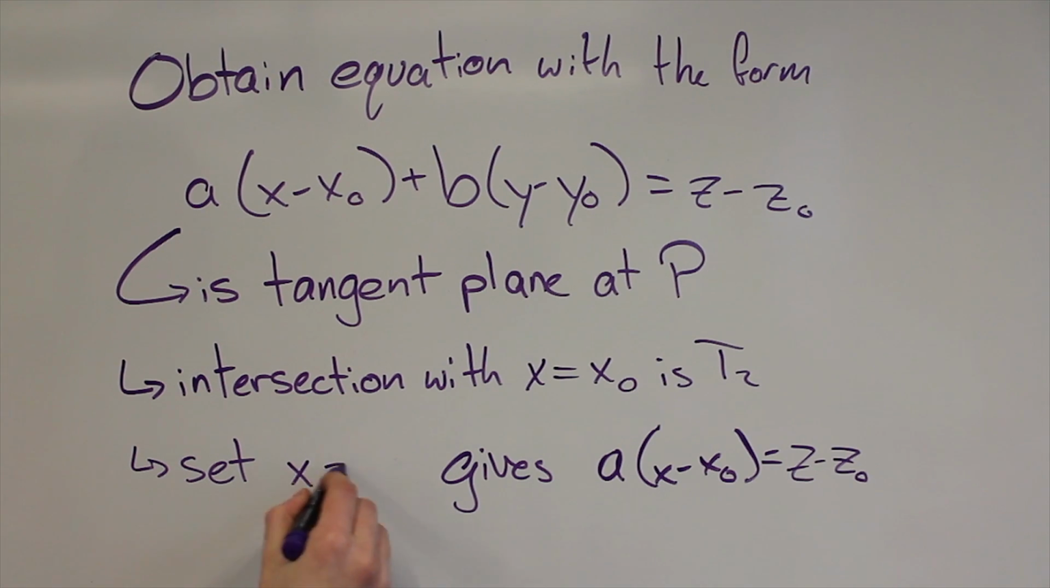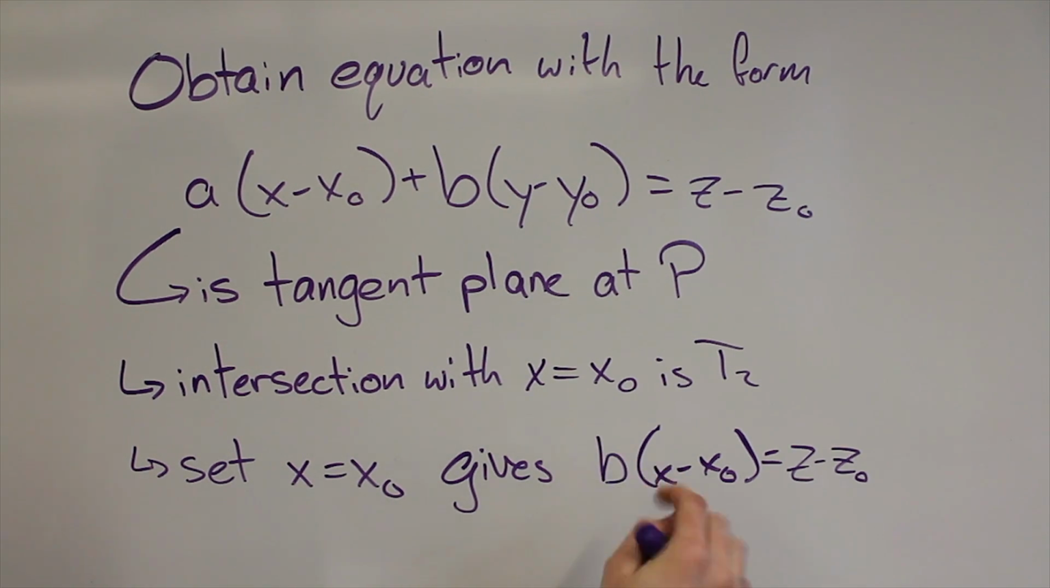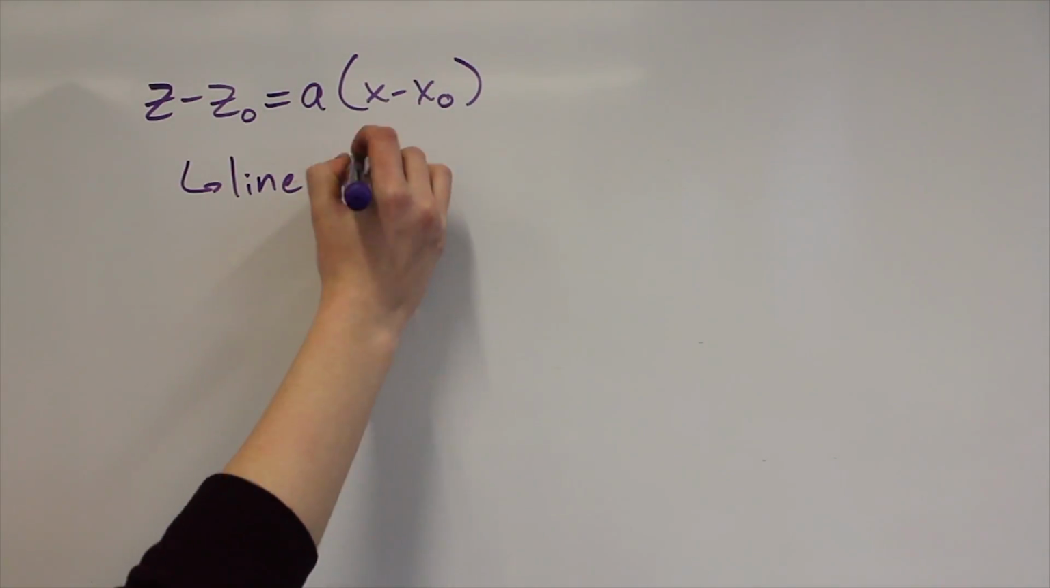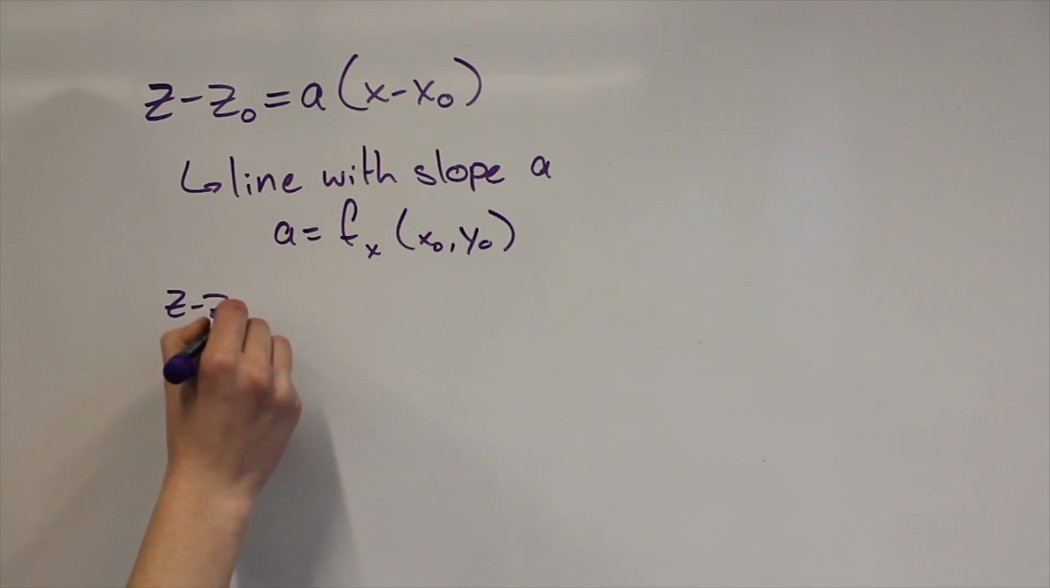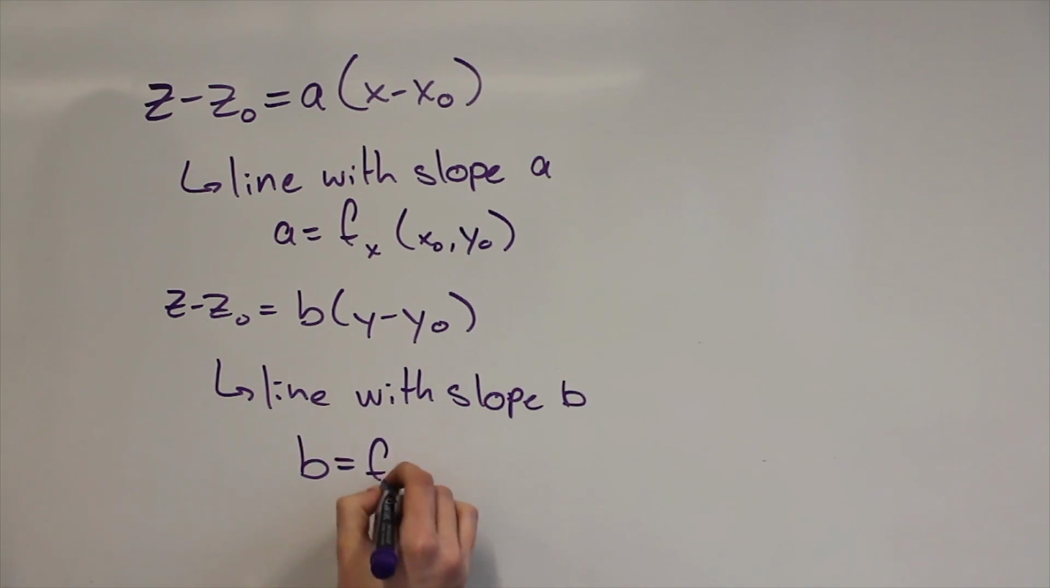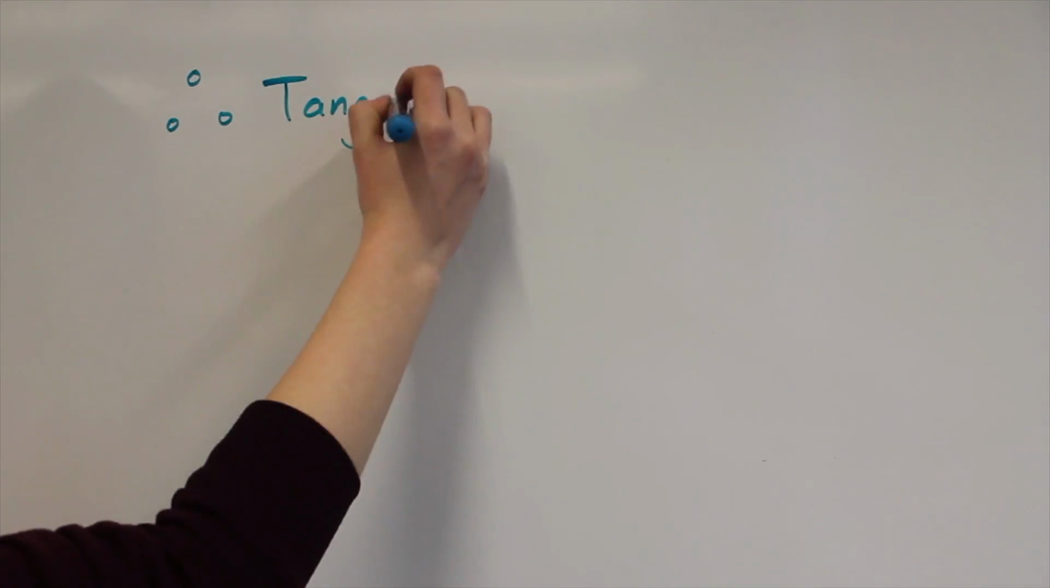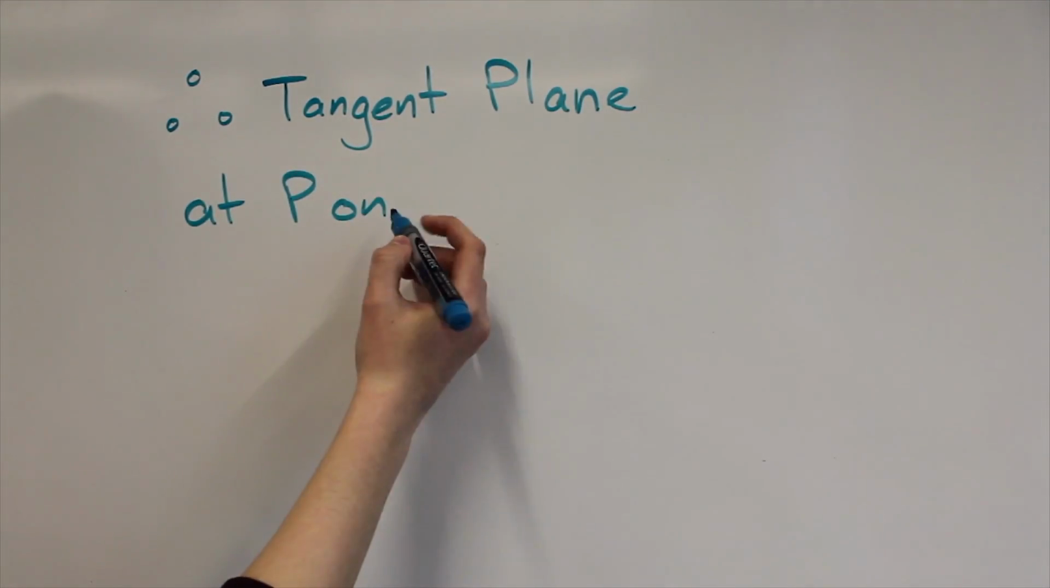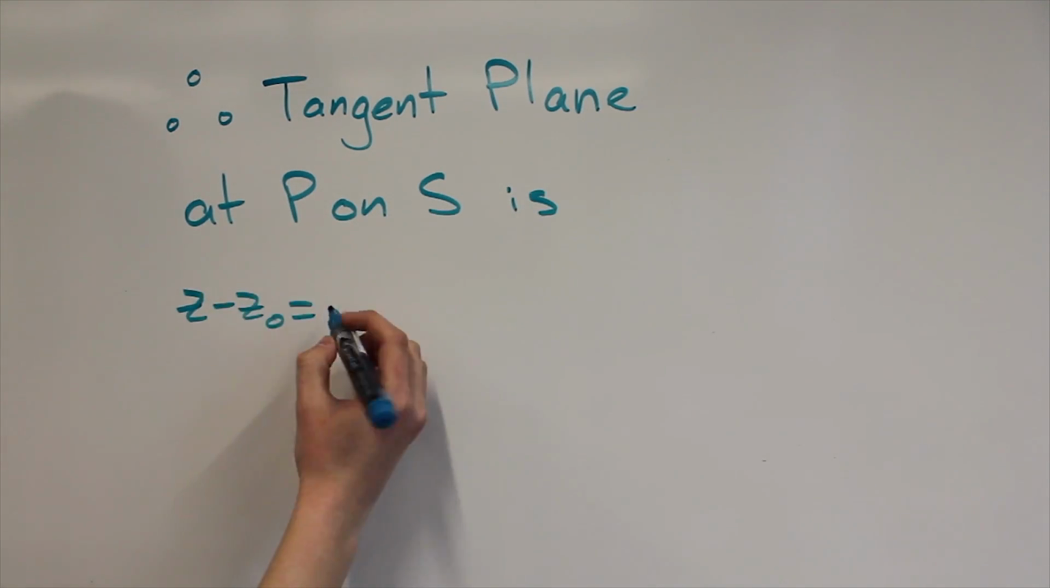The intersection with the plane y equals y0 is tangent T1, and the intersection with the plane x equals x0 is tangent T2. By compiling this information, we obtain the formula for a tangent plane at point P to surface S.